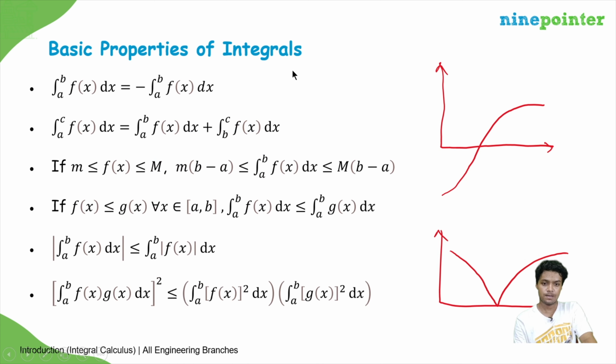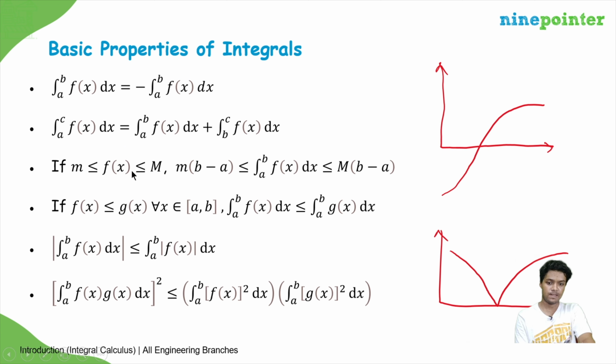Now I will discuss some basic properties of integrals. As we all know, if we switch the upper and lower limit, we get a minus sign outside the integral. If there is some value c belonging to a comma b, then we can split the integral as a to c and c to b.